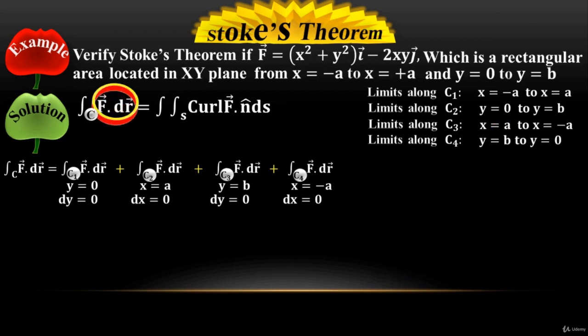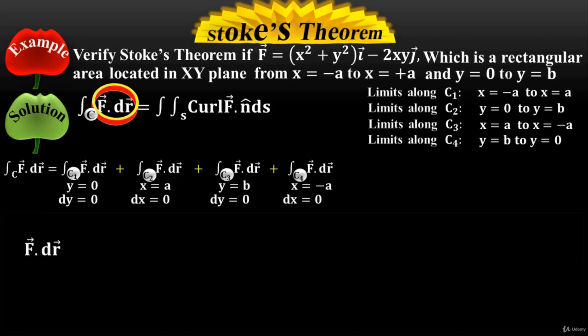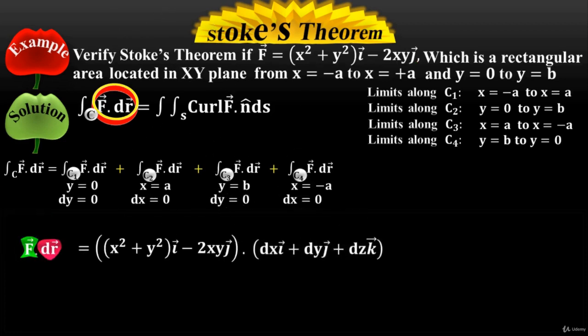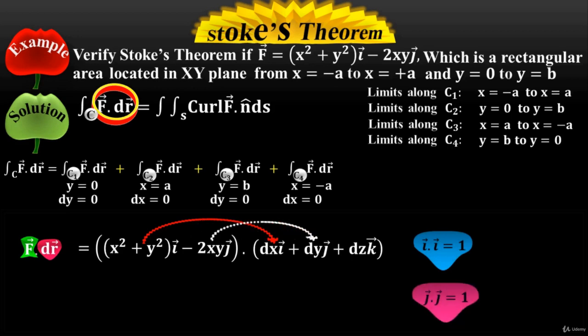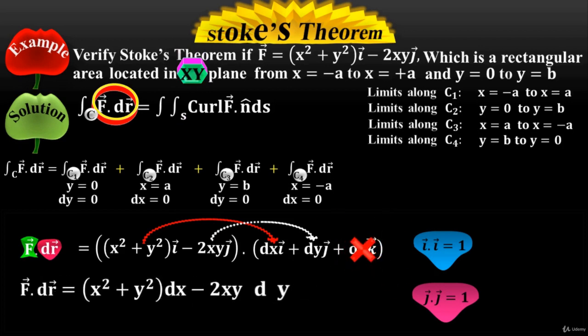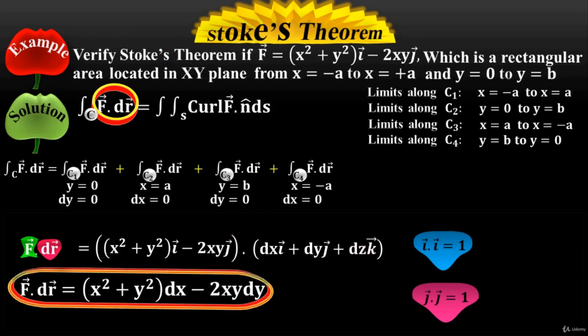Let me first find the dot product of vector F and dr, where F is (x squared plus y squared) i minus 2xy j, and dr equals dx i plus dy j plus dz k. Taking the dot product between these terms, i dot i equals 1 and j dot j equals 1. Since the rectangle is in the xy plane, I don't have z, so just put 0 for z. And this is my final value for the dot product of vector F and dr, which is (x squared plus y squared) dx minus 2xy dy.